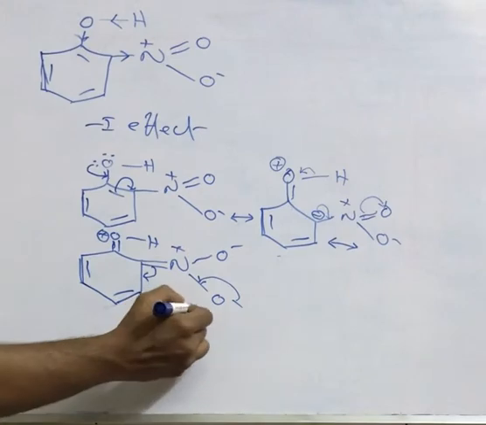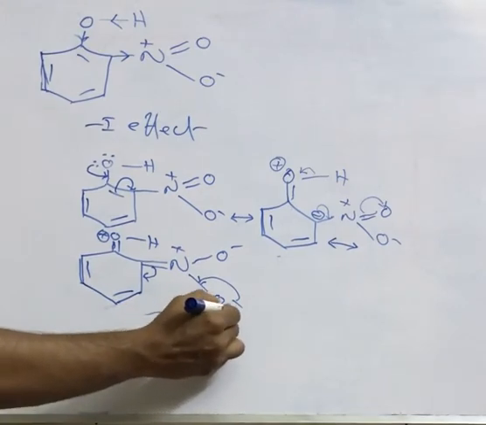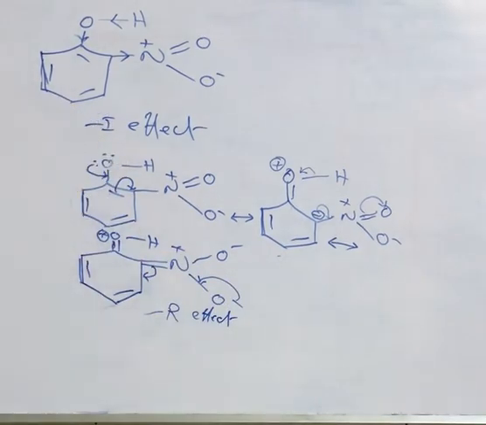One is the minus R effect, the resonance effect, and one is the minus I effect. These are the two effects, the R effect and the I effect, by which nitrophenol is more acidic than phenol. And there is another way we can tell, there is another one.